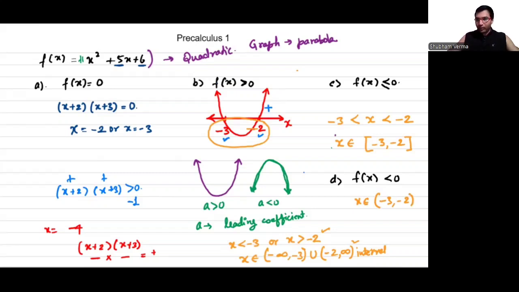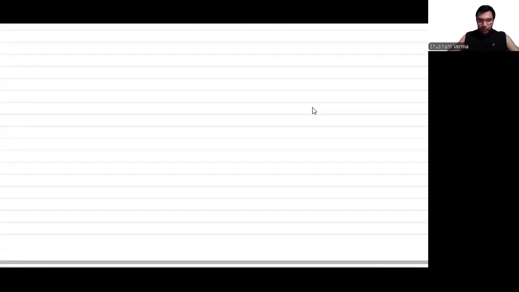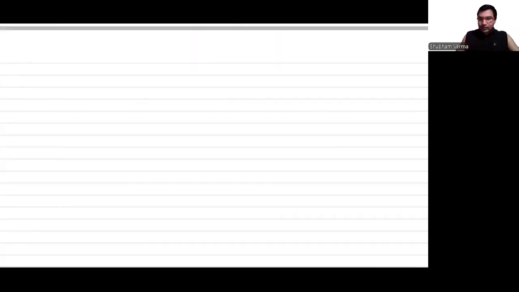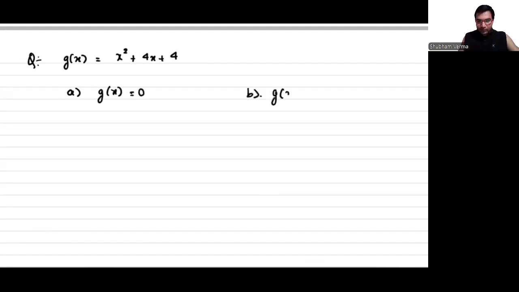All right. Now, moving on to the next question. Let's suppose I give you any function g of x, which is x squared plus 4x plus 4. Again, there are two parts. One is g of x equal to 0, and then the second part, g of x is greater than 0. And then the c part, g of x is less than 0. We need to solve this.